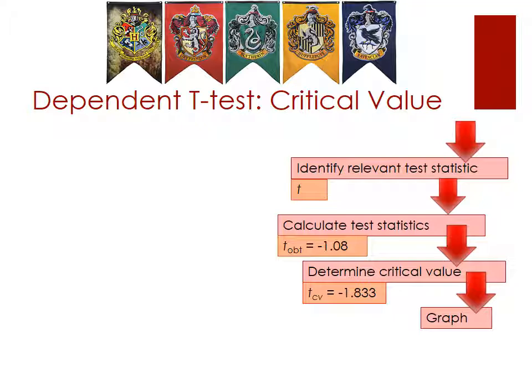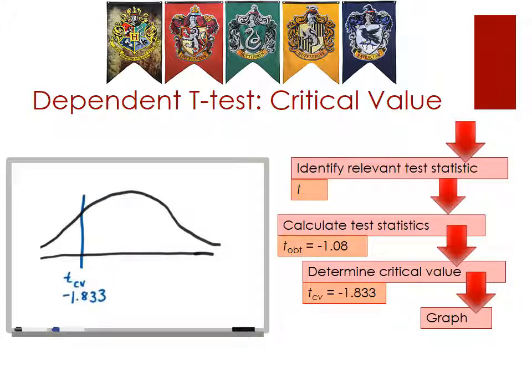We're going to graph our distribution here. So, whiteboard, you should be getting something that looks like this. So you have your distribution, and we diagram on our t-critical value here of negative 1.833. Now, let's think our way through here for a moment. What is going to be the rejection region?